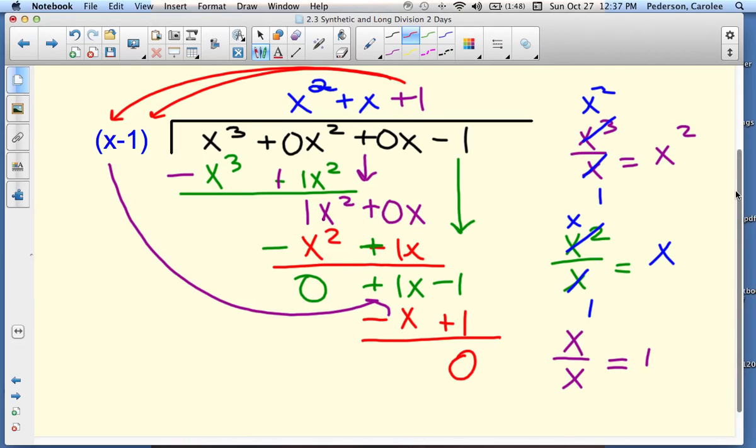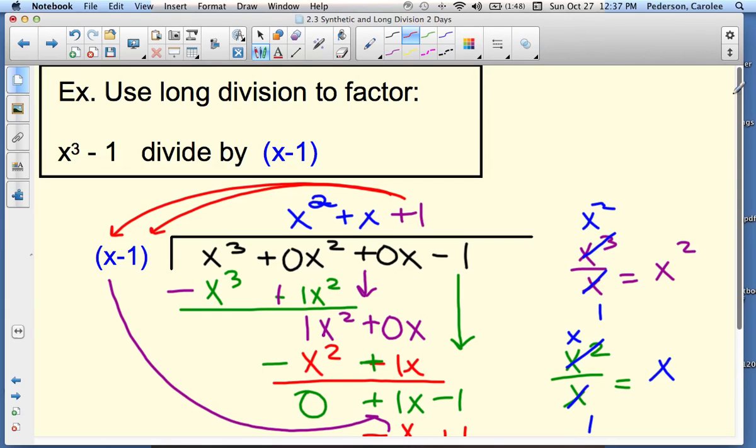This makes this factorable. So if you wanted to rewrite this, x cubed minus 1 over x minus 1, our answer is x squared plus x plus 1.